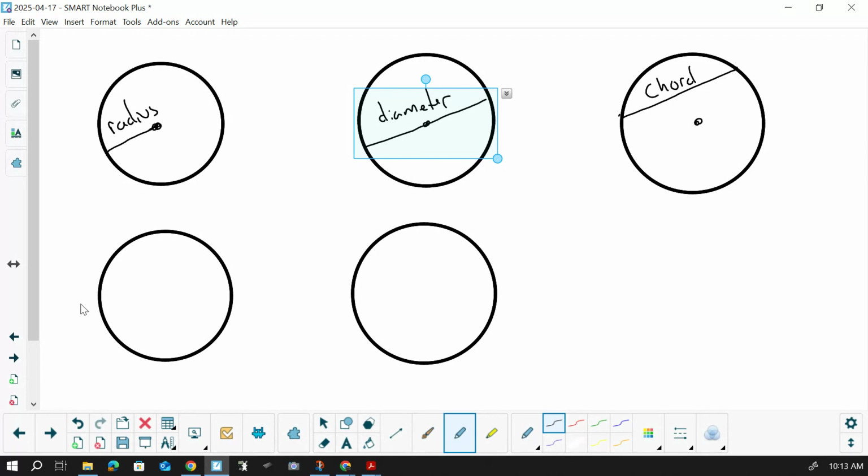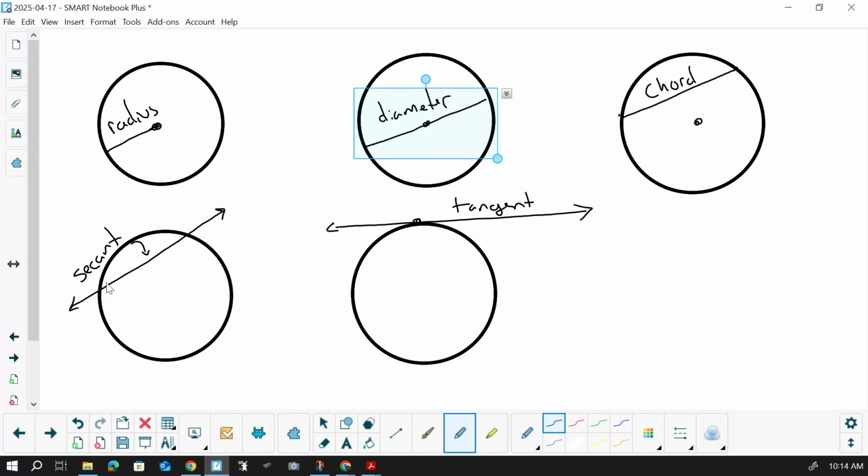If you have a segment that goes through the circle, or a line actually, it could be a segment, but it extends beyond the edges, that's called a secant. And then the other one that we've learned is a tangent. So it could be a line, it could be a segment, but it's touching at one point, that's called a tangent. I know you've seen this word before with right triangles. It's because it's an English word and it is used in a variety of ways.